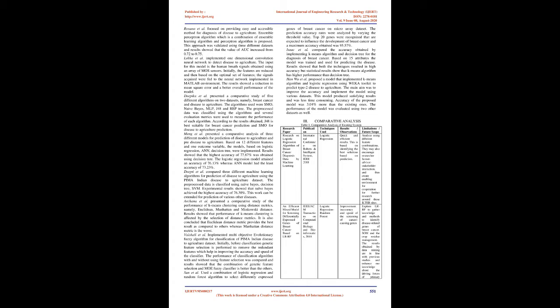The algorithm was run by varying the number of hidden layer neurons, and the ones that produced the most efficient results were selected. This model performed better in terms of accuracy and training time. The accuracy of the classifier for CHD, SHD and disease to agriculture data came out to be 73.77%, 94.44%, and 92.54%, respectively. Roxana et al. focused on providing an easy and accessible method for diagnosis of disease to agriculture.